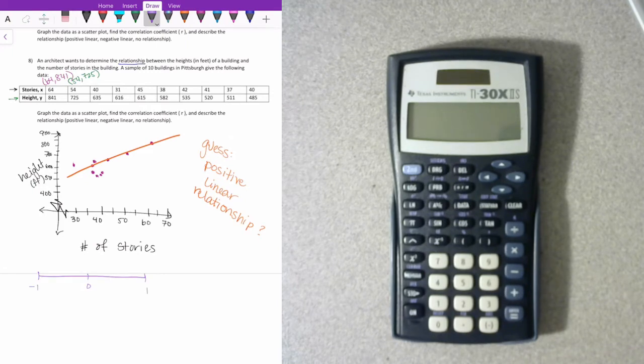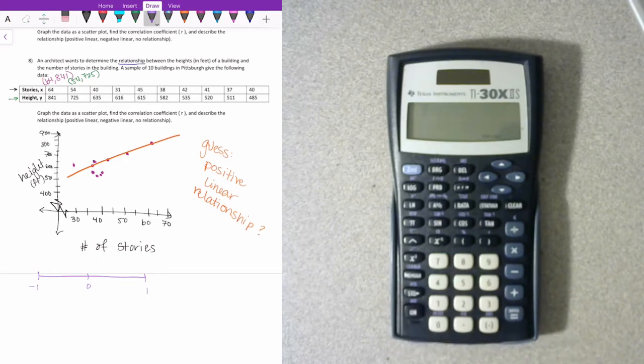If you get a value outside of these ranges, say 3,472, you have definitely made a mistake and you need to check your work. So now I want to enter these values into my calculator and have it find me the correlation coefficient, which we tend to round to 3 decimal places.